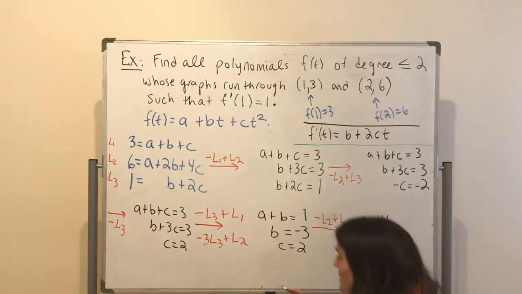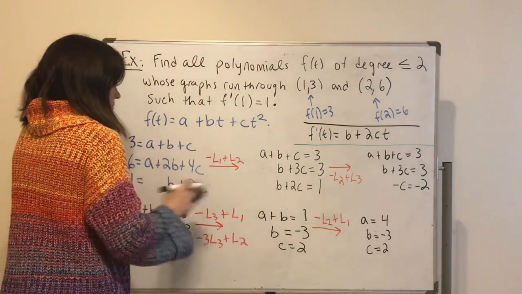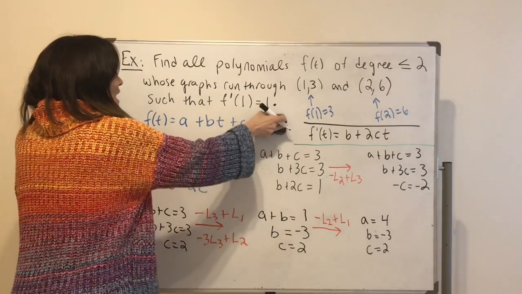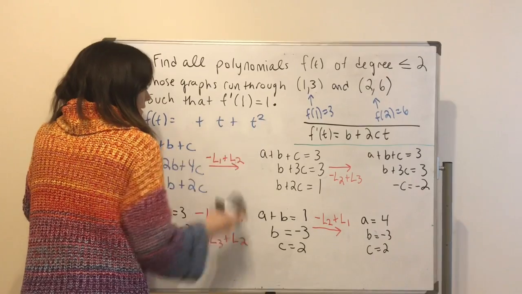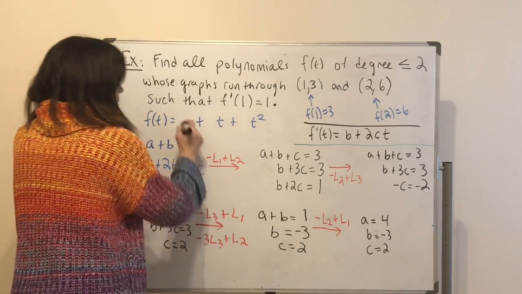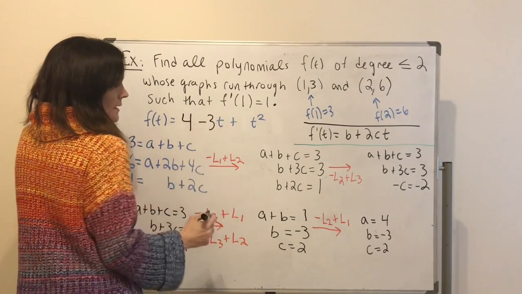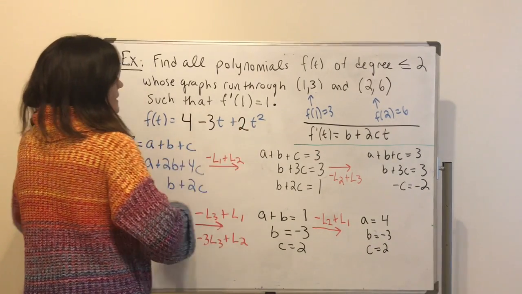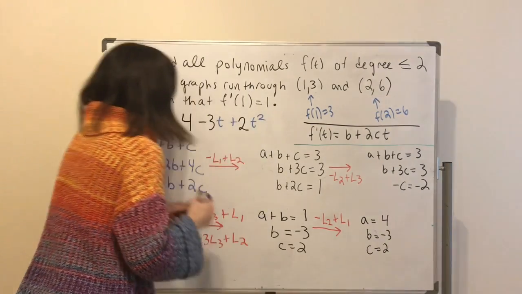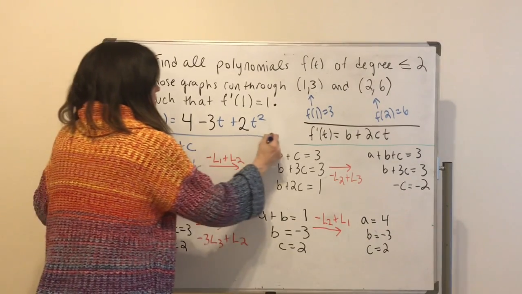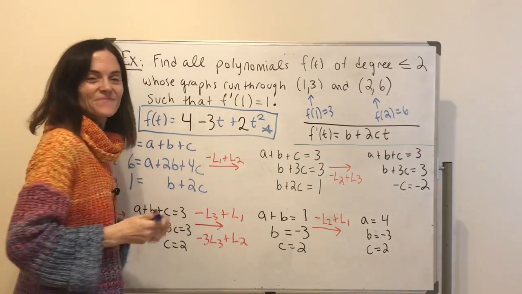So now we're ready to have our final answer. I'll just put it here. We solved: a is 4, b is minus 3, c is 2. Find all polynomials. Well, look, there is a unique one. The answer is there is just one. And here it is. Very nice.